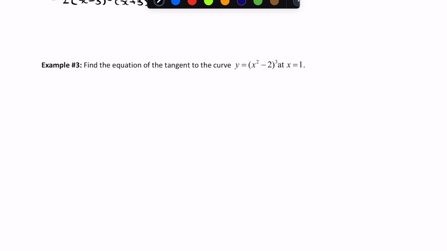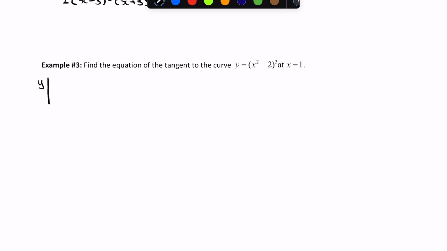Okay, so let's look at this last question. When we're looking at derivatives, the idea is to help us find these slopes of the tangent, and then we can find the equation of the tangent based on these principles that we've learned. So here it says find the equation of the tangent to the curve y is equal to (x squared minus 2) to the power of 3 at x is equal to 1. So first thing we want to do is find the point, the y value that's associated with x is equal to 1 on this particular curve.